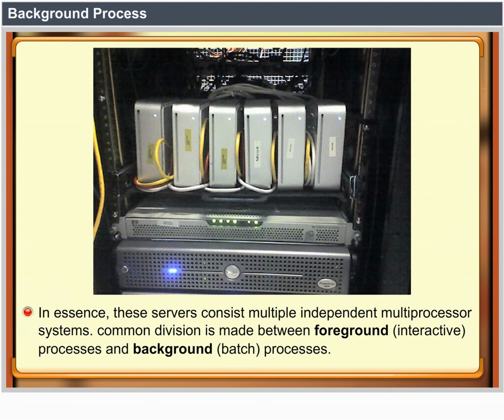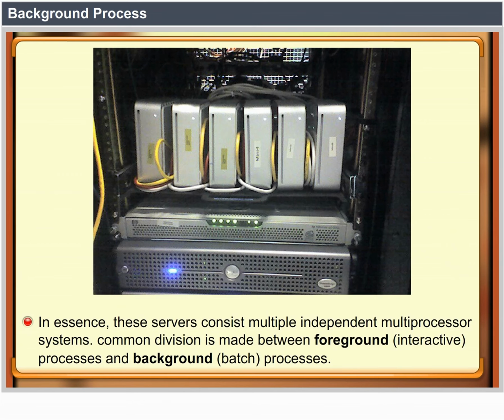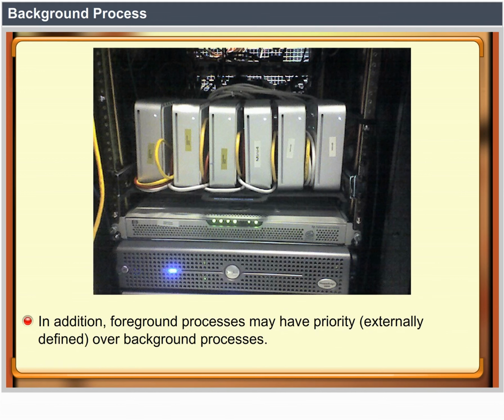A common division is made between foreground, interactive processes and background, batch processes. These two types of processes have different response-time requirements and so may have different scheduling needs. In addition, foreground processes may have priority, externally defined, over background processes.